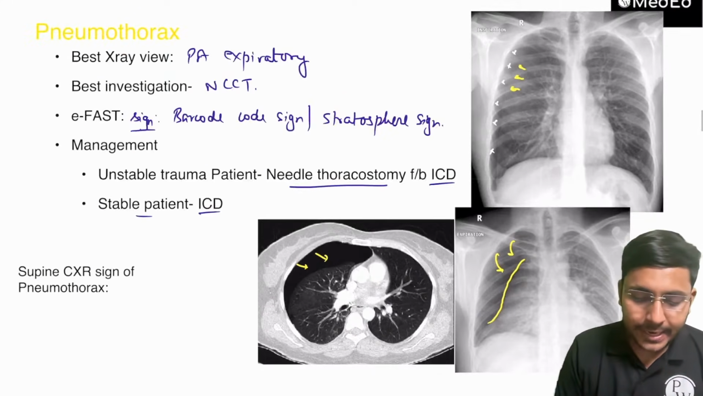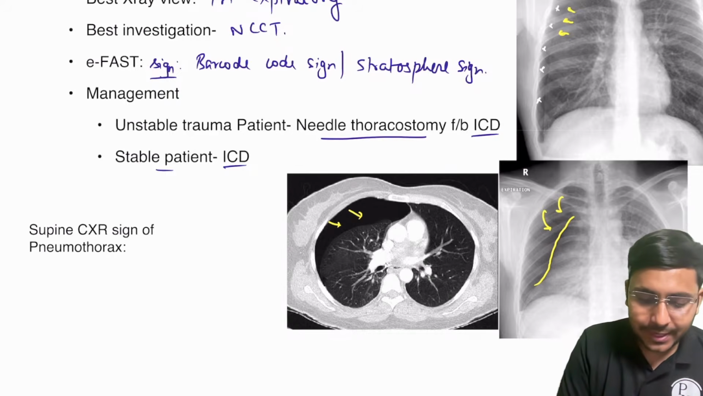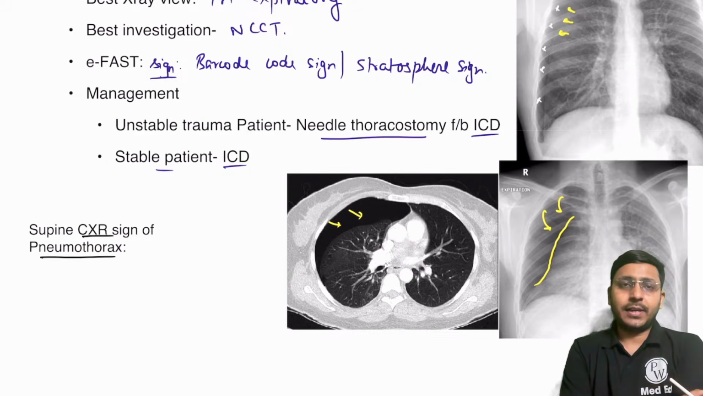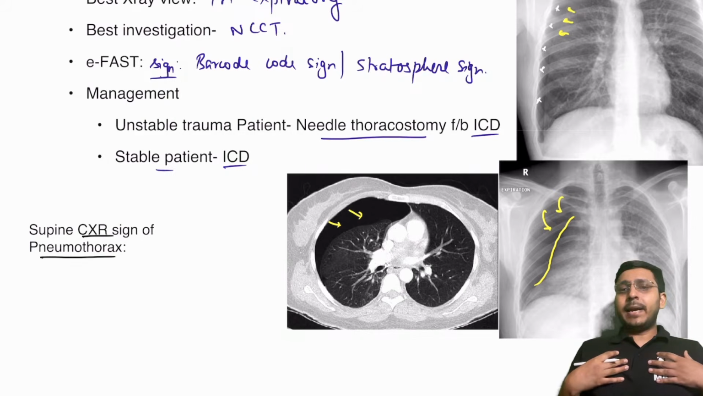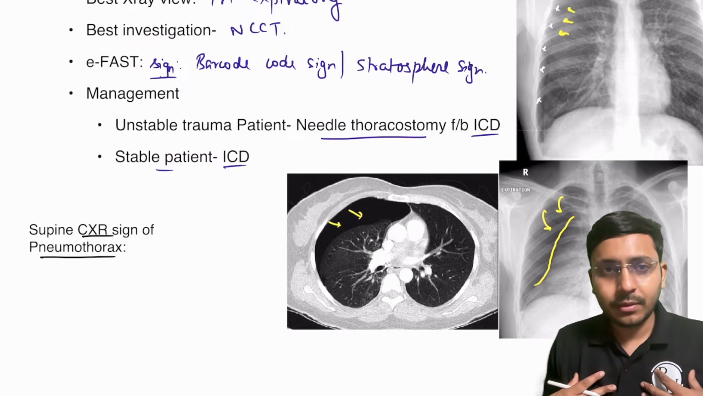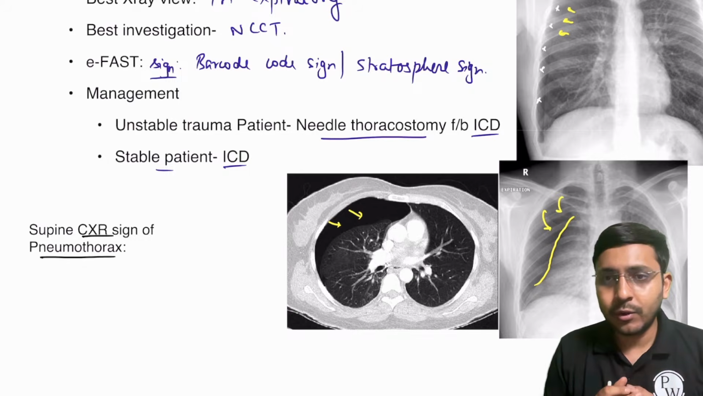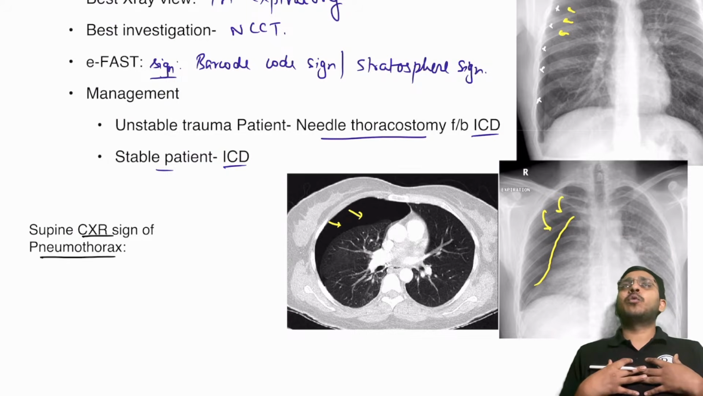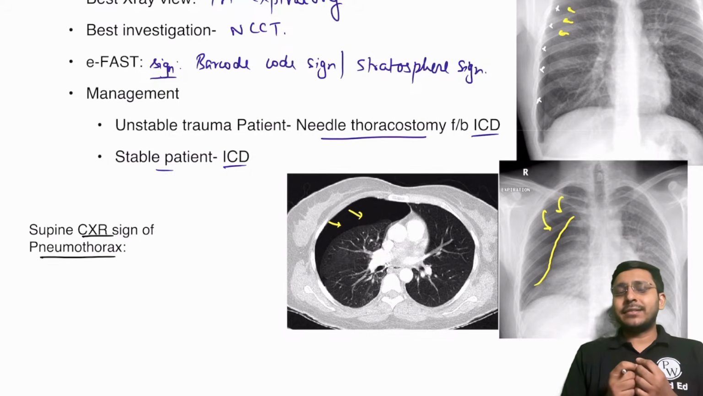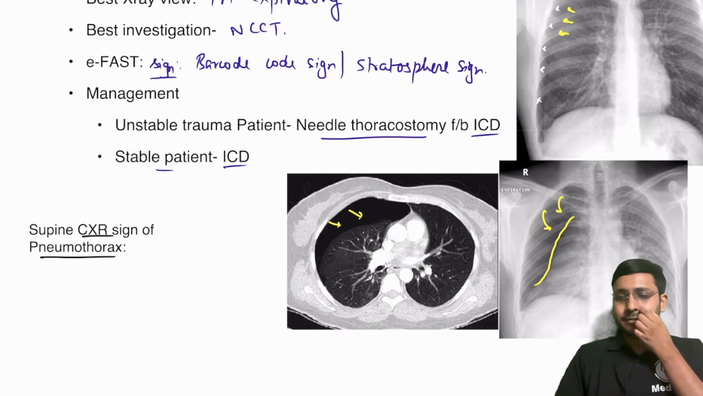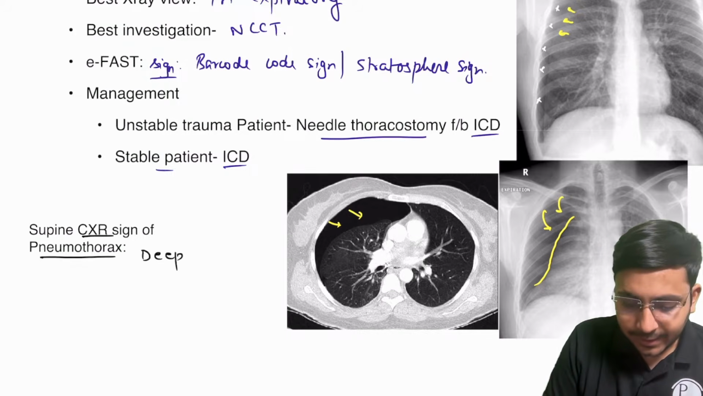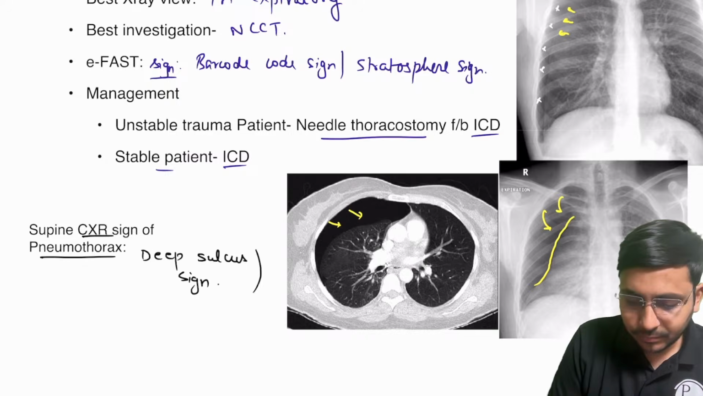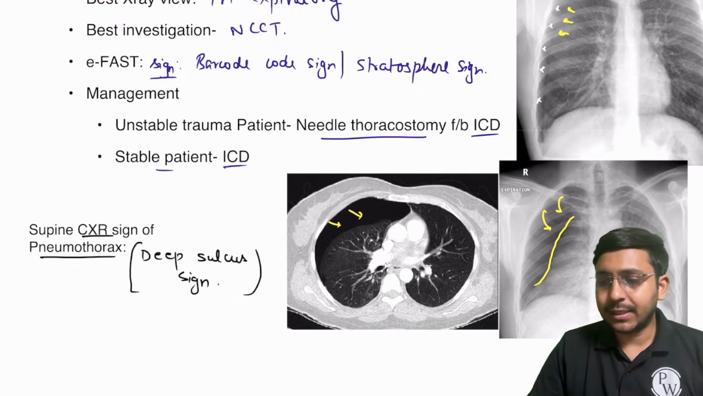Now tell me, supine chest X-ray, what is the sign of pneumothorax? Because most of the time pneumothorax patients are lying on bed. You can't ask them to stand up and do an expiratory PA view. So most of the times the X-rays done are supine chest X-rays. On supine chest X-ray, what is the sign of pneumothorax? Good, great. So good, Arpit. The sign is deep sulcus sign. Name of the sign is deep sulcus sign.